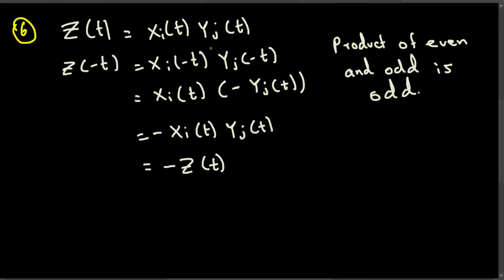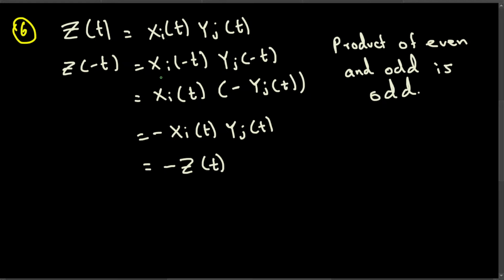Now let's look at this one. So here we are looking at z of t, x of t multiplied by yj of t. Here we are multiplying an even signal with an odd signal. And to find out whether we are getting an even signal or odd signal as a result, we can substitute minus of t instead of t.